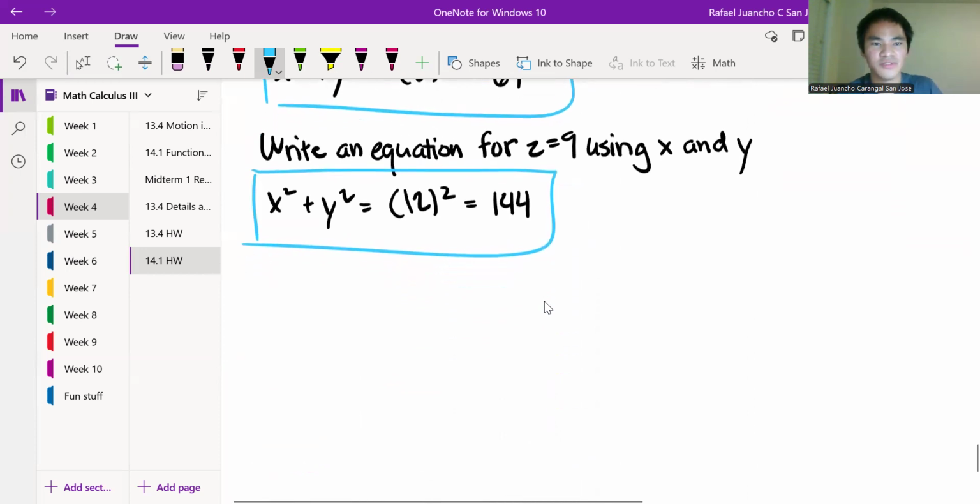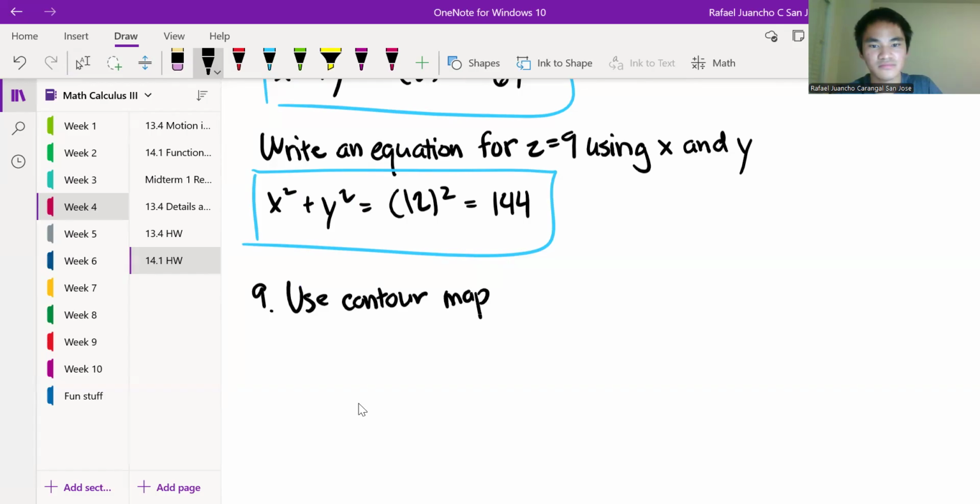So actually we do the same thing. So for number 9, we use again the contour map to sketch my function, which we'll call f. Oh my goodness. Okay, so I have this.